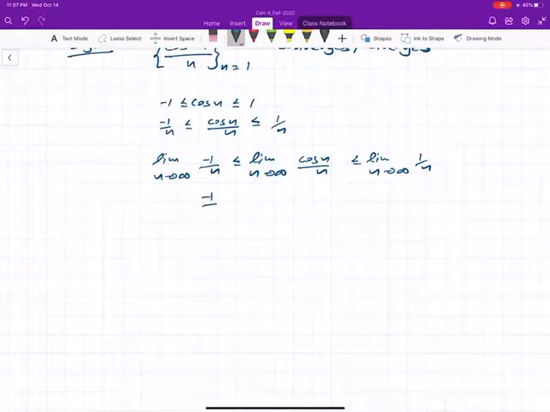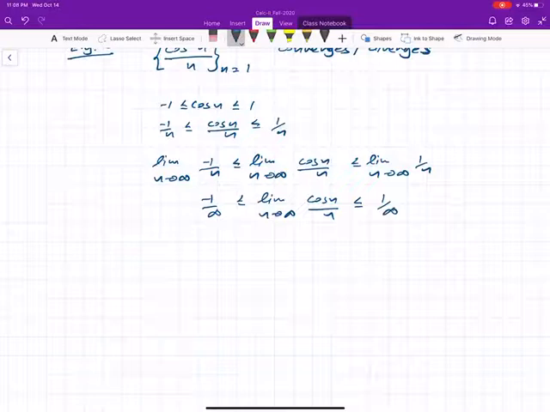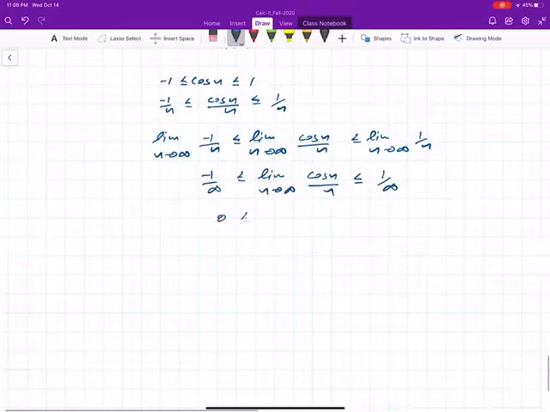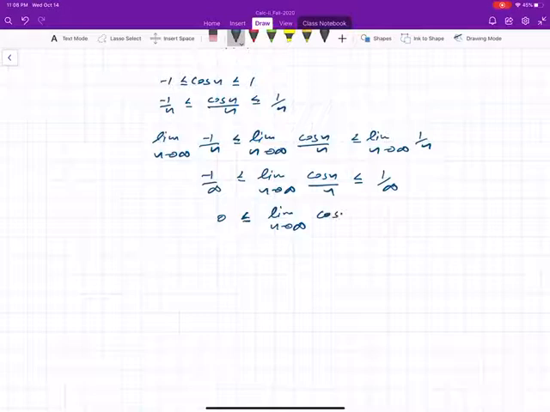That will be -1 over infinity, and then keep the middle sequence as it is, and the right side sequence is 1 over infinity. Here 1 over infinity is 0. Then for this you get limit n goes to infinity cos n over n, that is 0.